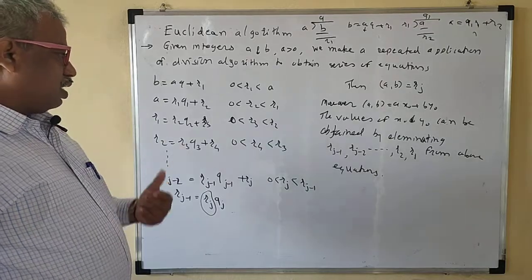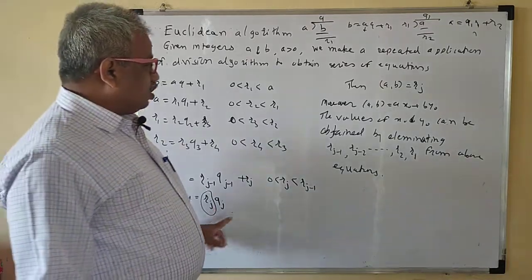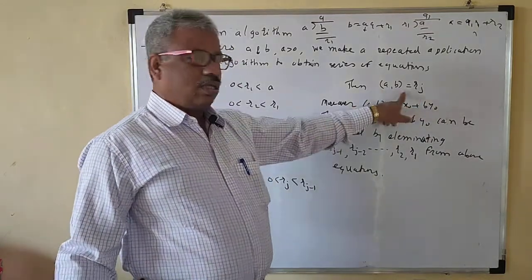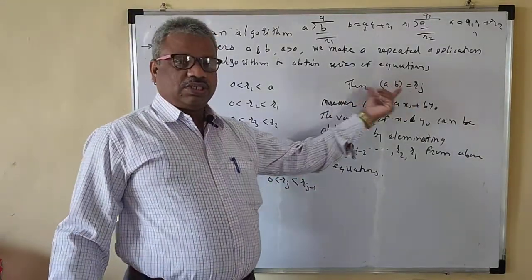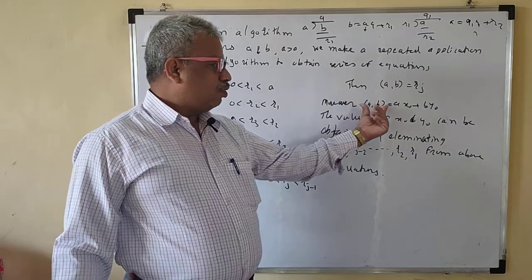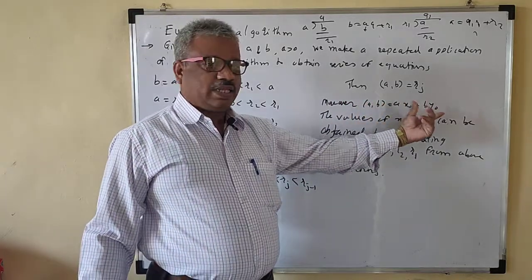Okay. So this is the division algorithm. This is Rj. What is the last remainder? Your last remainder is Rj. Then Rj will be your GCD of A and B. So you know that the GCD can be expressed as a linear combination.